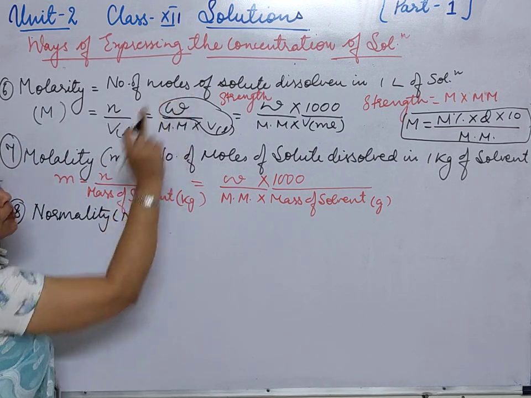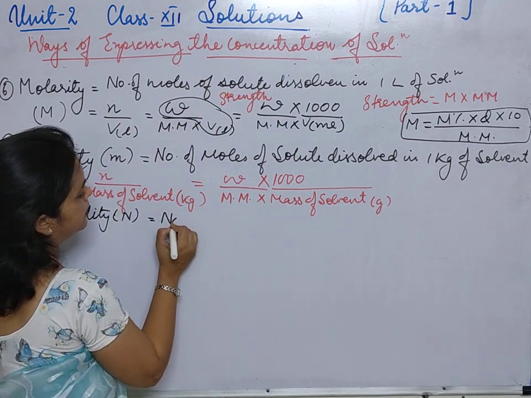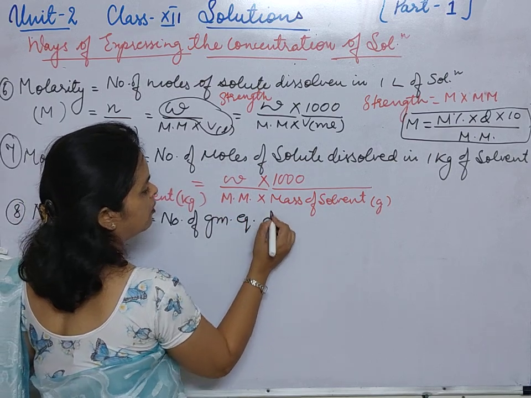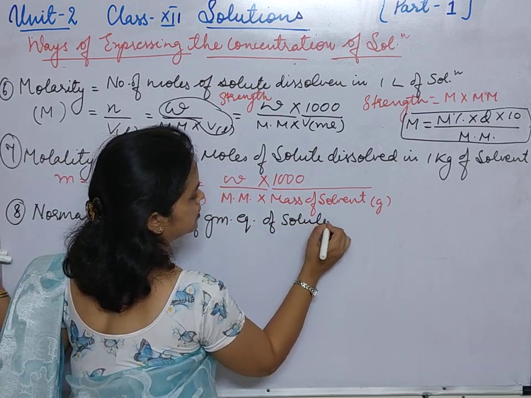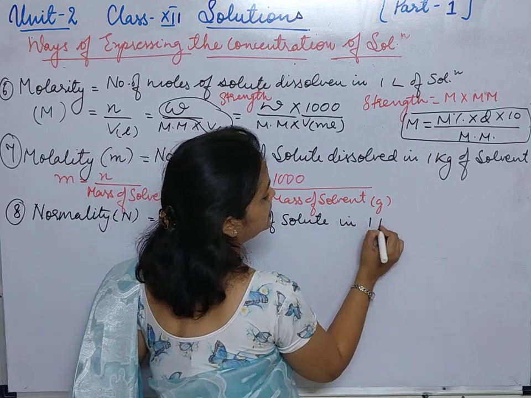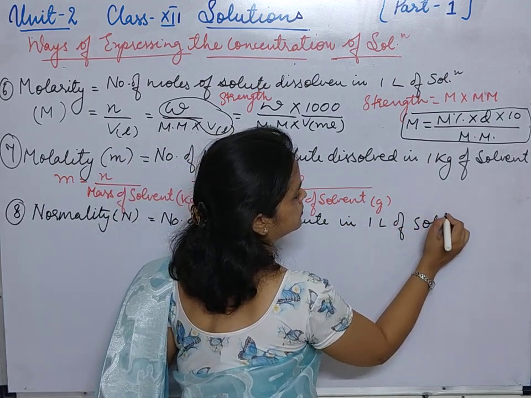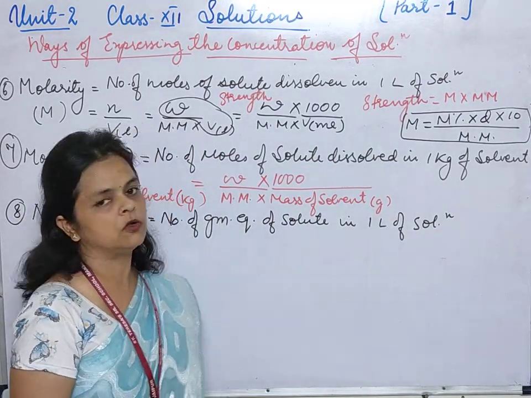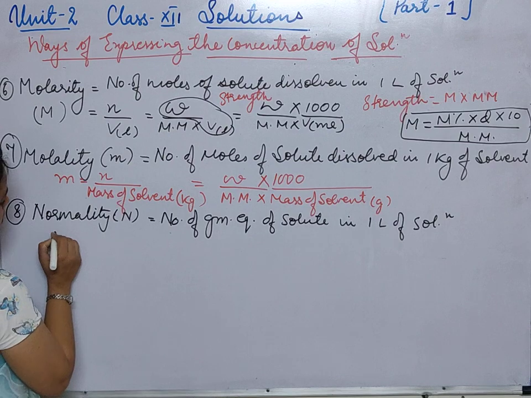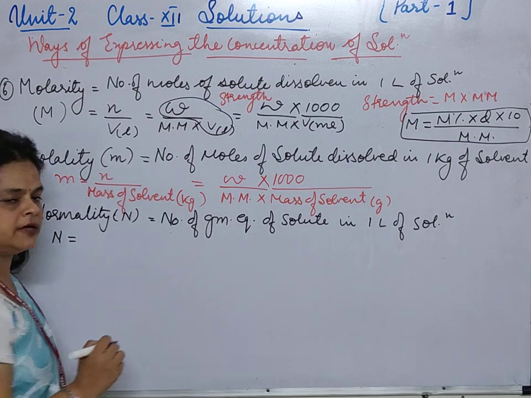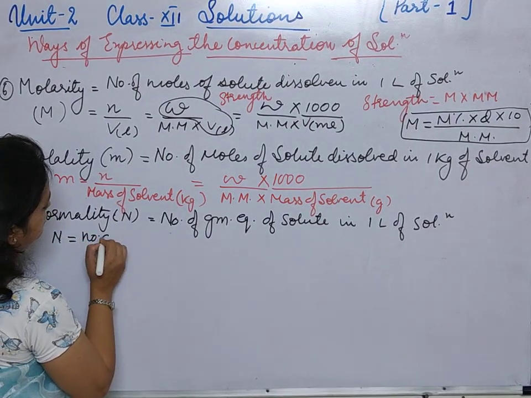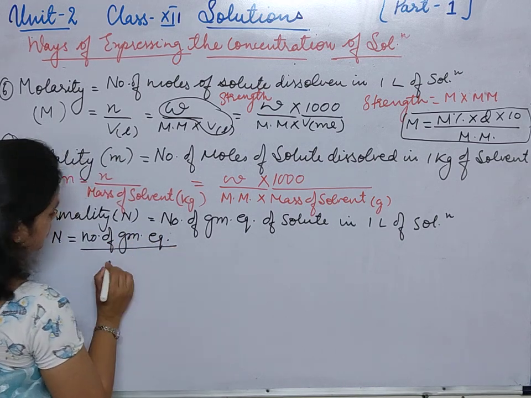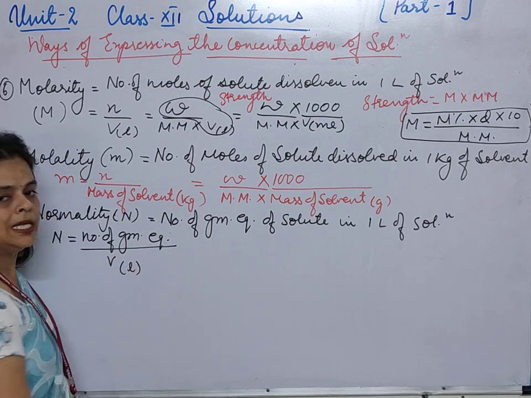Here we have written number of moles. Here we will write number of gram equivalents of solute in 1 liter of solution. Number of gram equivalents of solute dissolved in 1 liter of solution. So to calculate the value of N, what will be the formula? Number of gram equivalents upon volume of solution in liters.